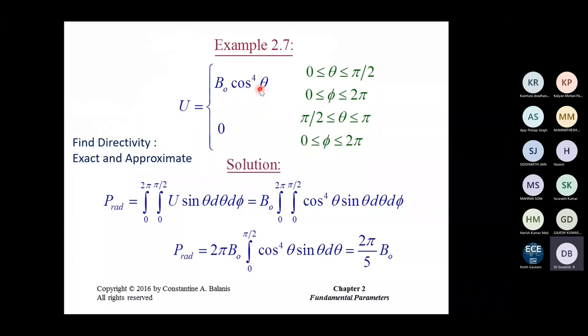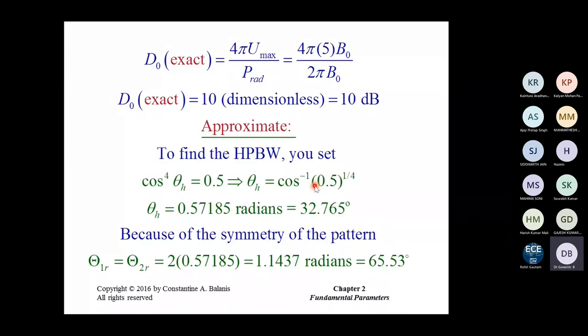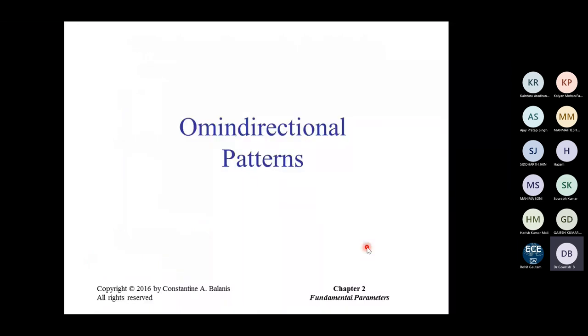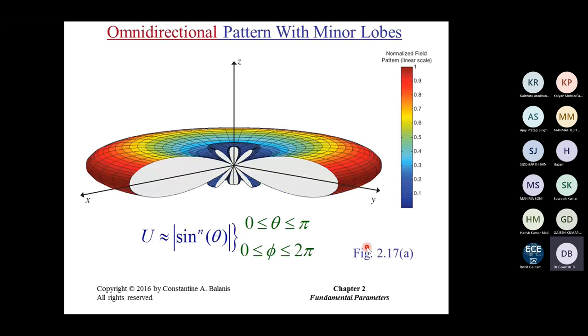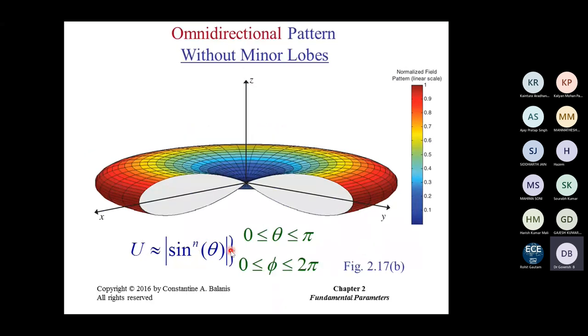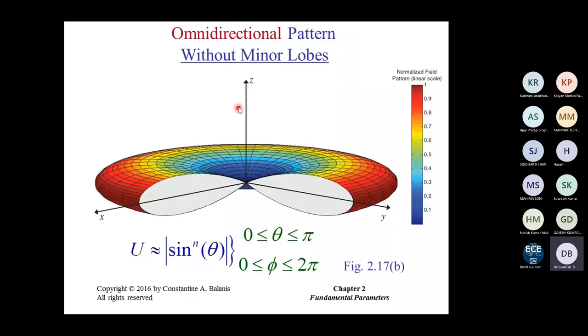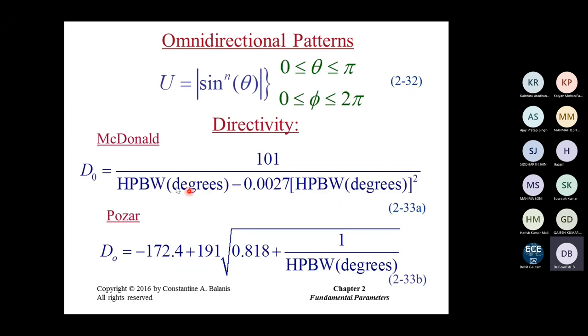Basically, if the radiation intensity is given, we calculate the half power beam width. Once we know the half power beam width, we plug the values into the expression and we get the directivity. Similarly for the omnidirectional pattern, we can calculate directivity from the mathematical expression for sin^n theta. We have two methods: either the direct exact expression, or the McDonald method or Pozar method. Here there is only one cross section, either the xz plane or the yz plane, because of symmetry it will be identical. You have to calculate the half power beam width in that single cross section, the 2D plot. Once you have the half power beam width, plug in the values and you can calculate the directivity.